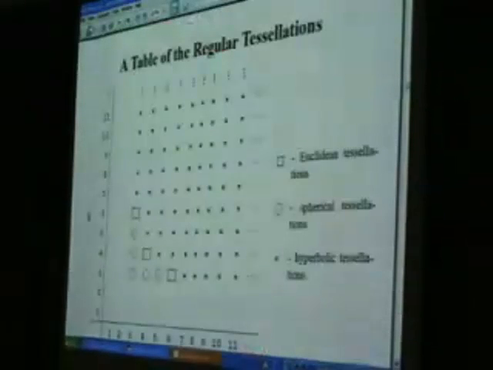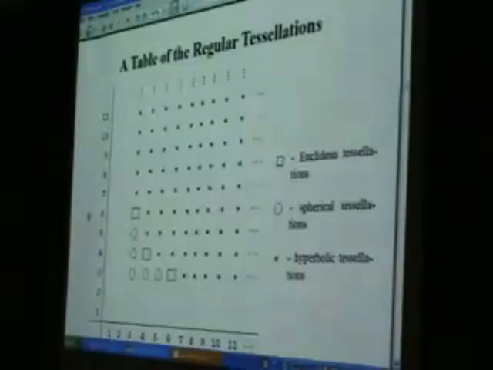Now, this is a table of regular tessellations, and the stars represent hyperbolic tessellations, the squares represent the 3 familiar Euclidean tessellations, and the circles represent spherical tessellations, essentially the Platonic tessellations. You can see that there are a lot more hyperbolic tessellations, but the ones that work best are the ones that are near the bottom or the left or the bottom half.